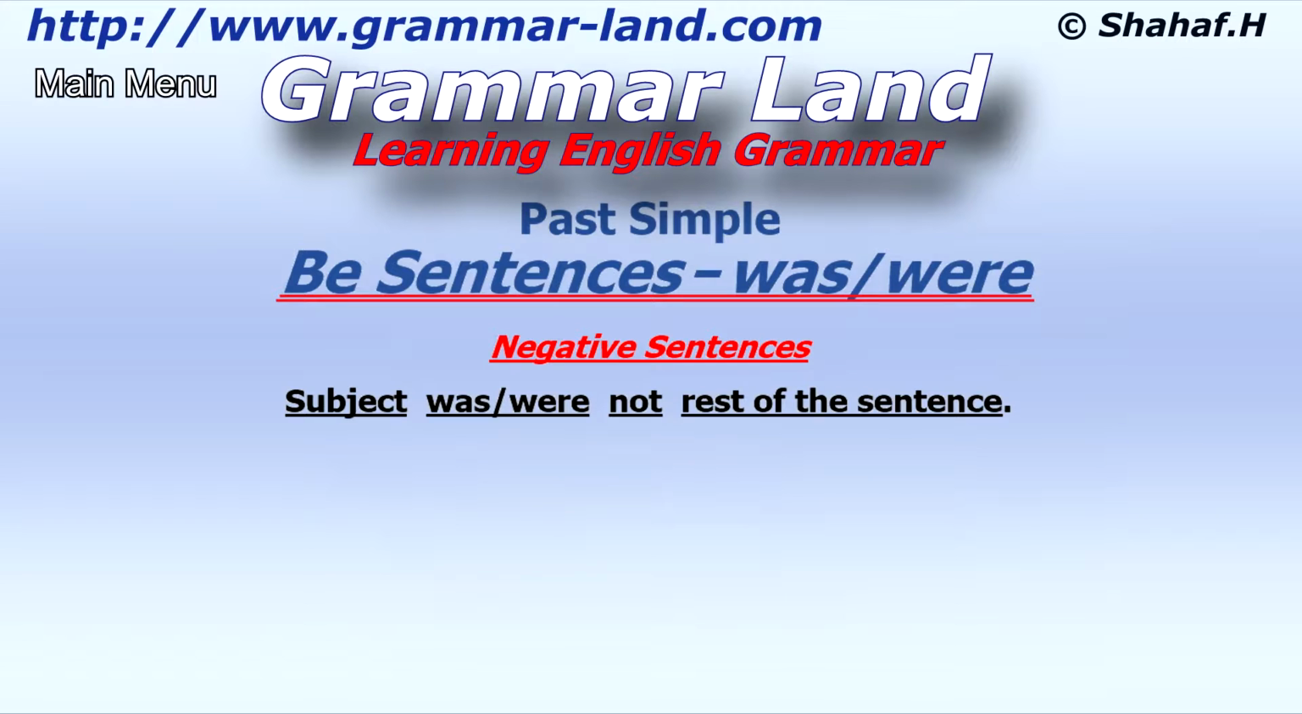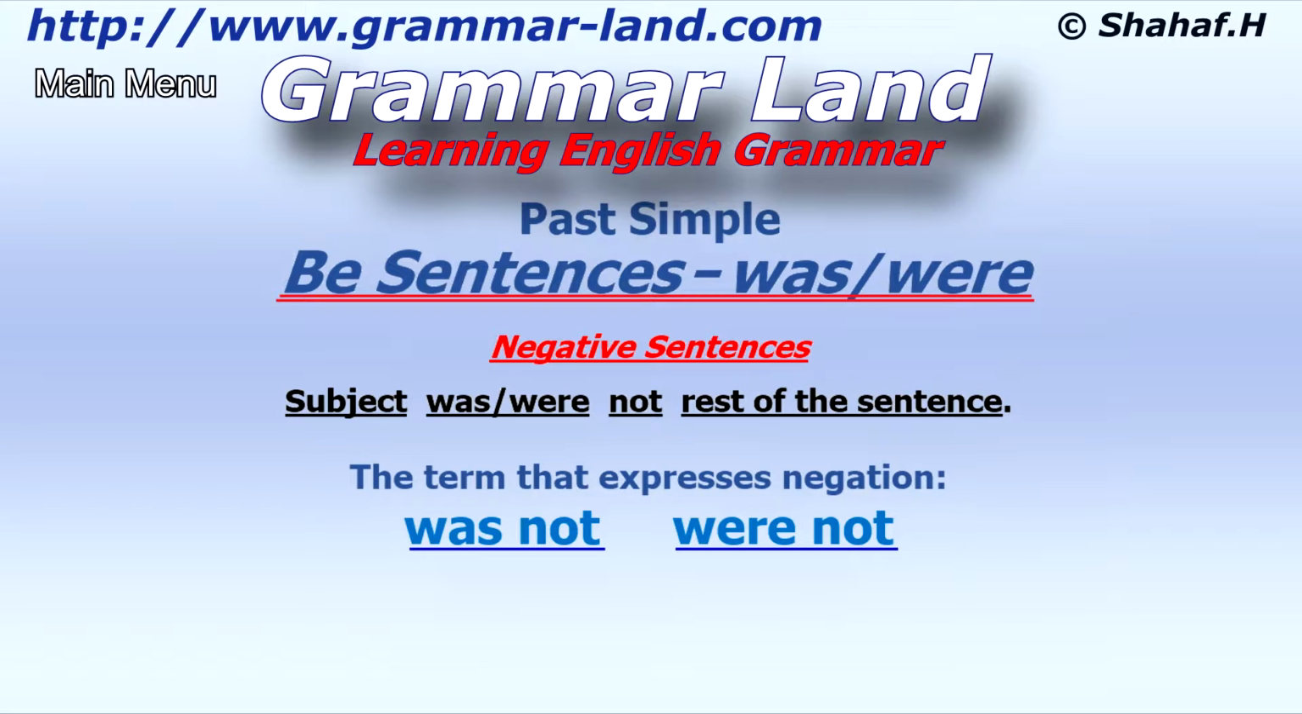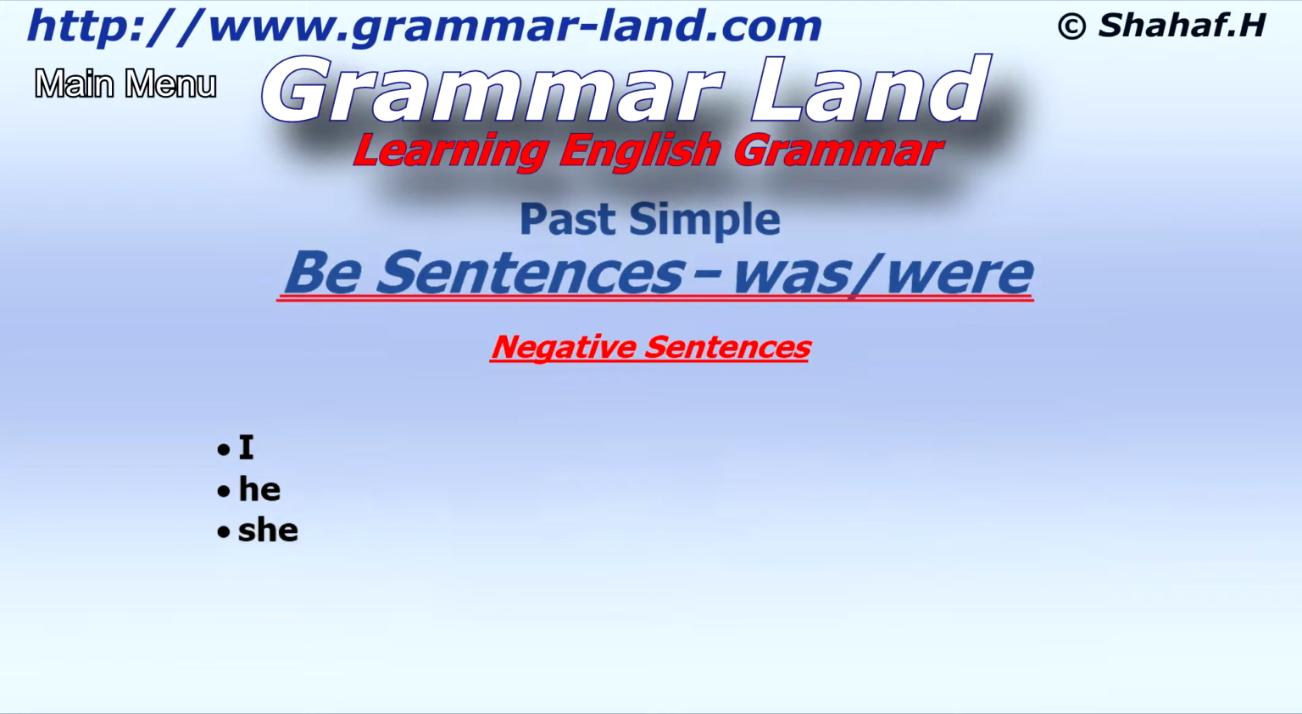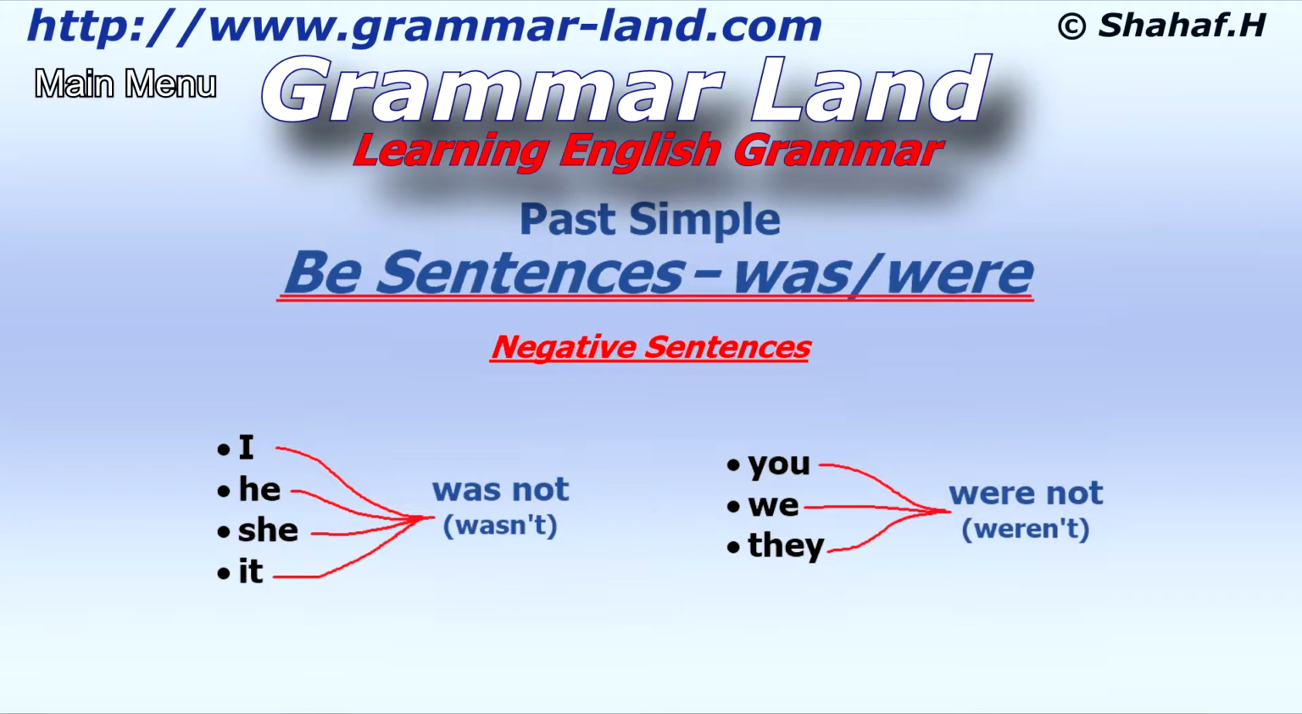Negative sentences. The sentence starts with the subject, followed by was or were, depending on the subject. Then, not, followed by the rest of the sentence. The term that expresses negation is was not or were not. The shortcut of was not is wasn't, and the shortcut of were not is weren't. I, he, she, and it get the was not or the wasn't, and you, we, and they get the were not or the weren't.